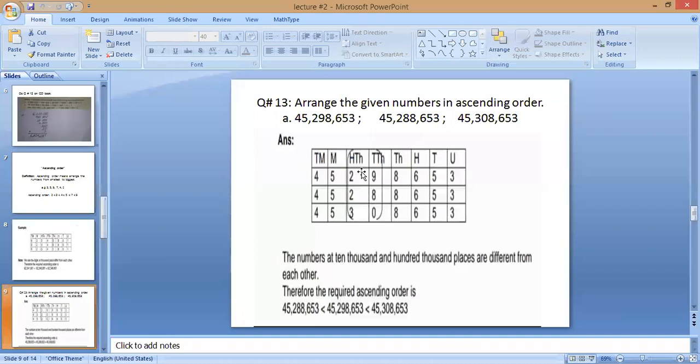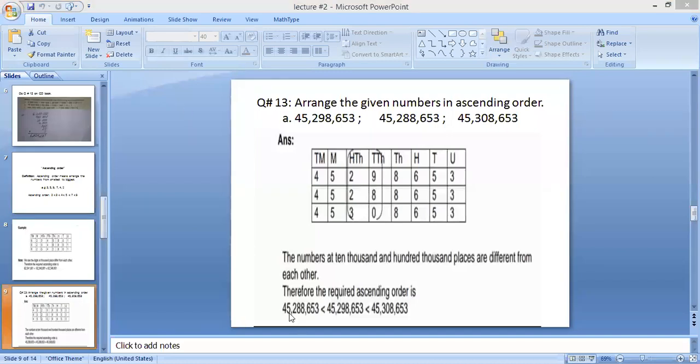You can check, it's 29, 28 and 30. Remaining all digits are the same. Therefore, what is the required ascending order? You will check 29, 28 and 30. Which one is the smallest one? 28. 28 is the smallest number. So you will write the second row first.